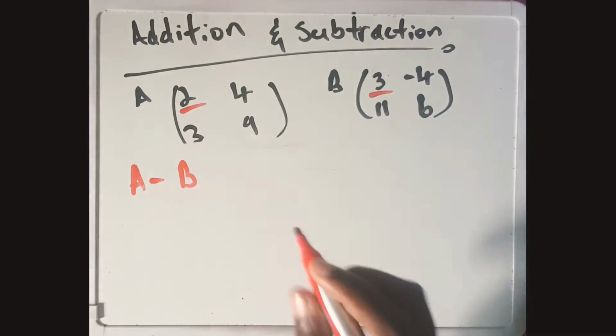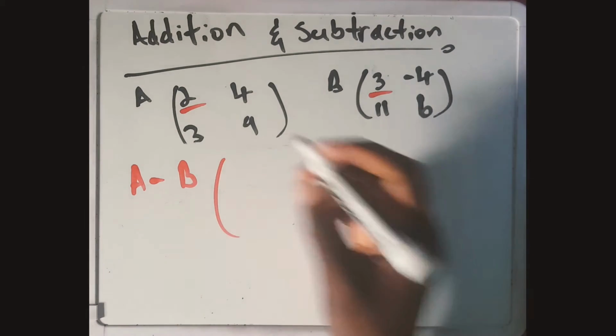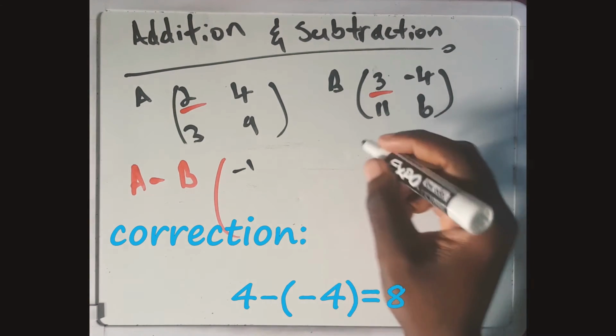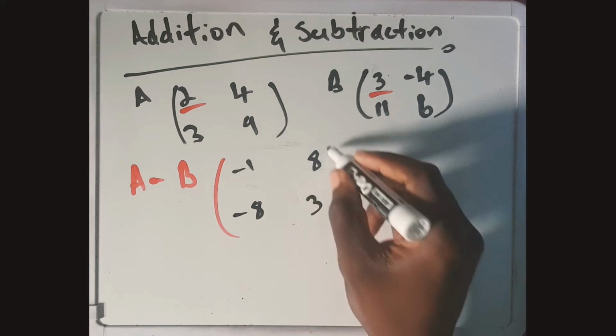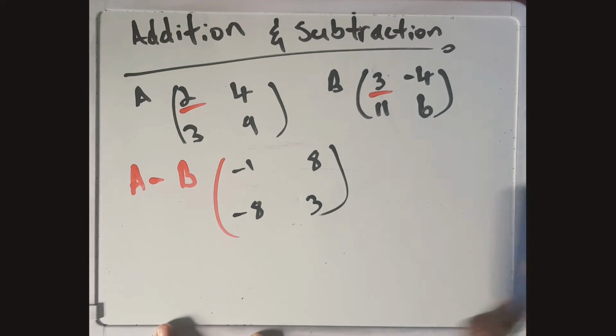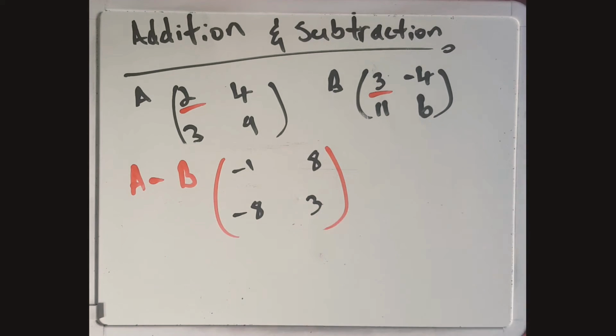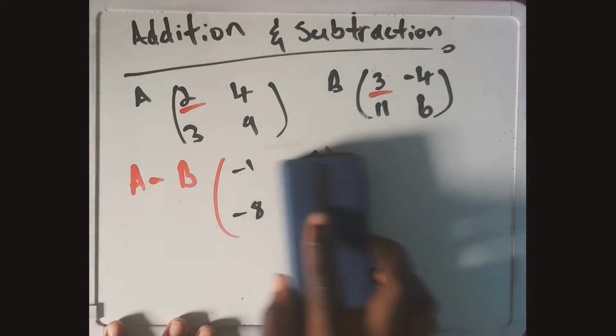I'm supposed to subtract. 2 minus 3 is minus 1, 4 minus 4 is 0, and 3 minus 11, I would have negative 8. 9 minus 6, I would have positive 3. And that is what I'd get if I subtract these matrices. As you see, for subtraction and addition, the same thing goes: you're subtracting the corresponding elements or you're adding corresponding elements.